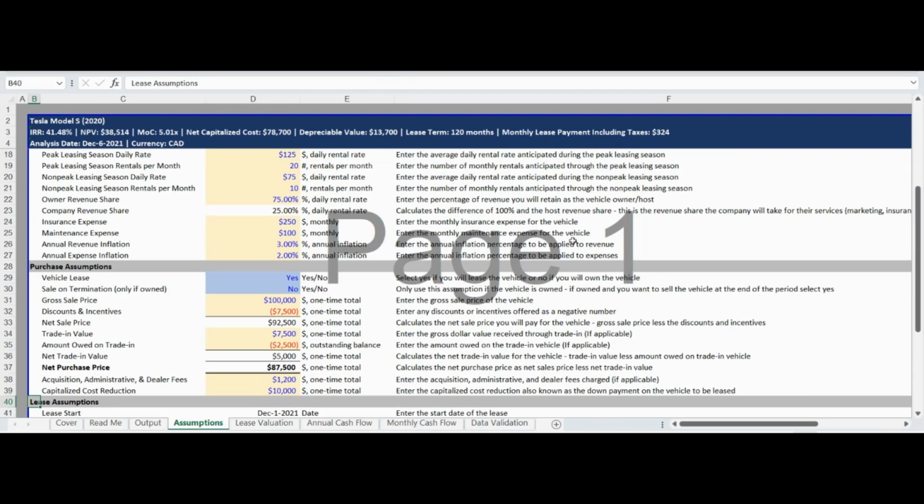Purchase assumptions include the ability to model leasing or purchasing the vehicle. If the vehicle is purchased, you can model selling the vehicle at the end of the investment period, if desired. Assumptions for the vehicle purchase include net sale price, net trade-in value, dealer fees, as well as capitalized cost reductions.